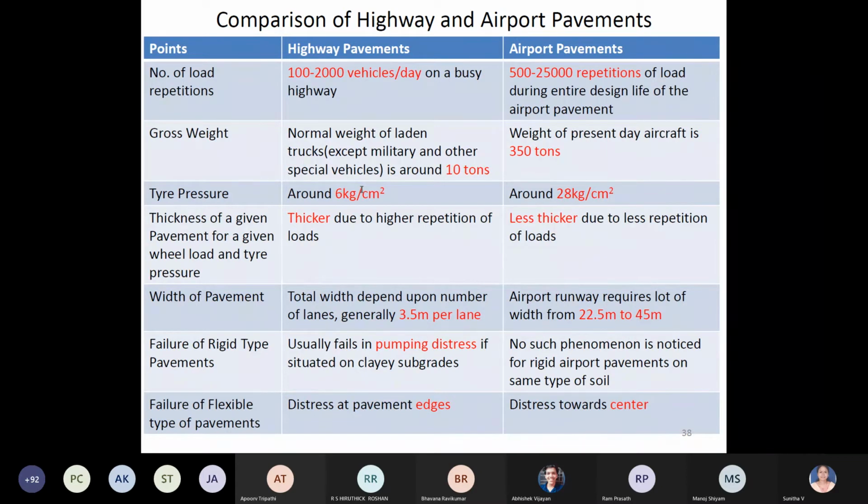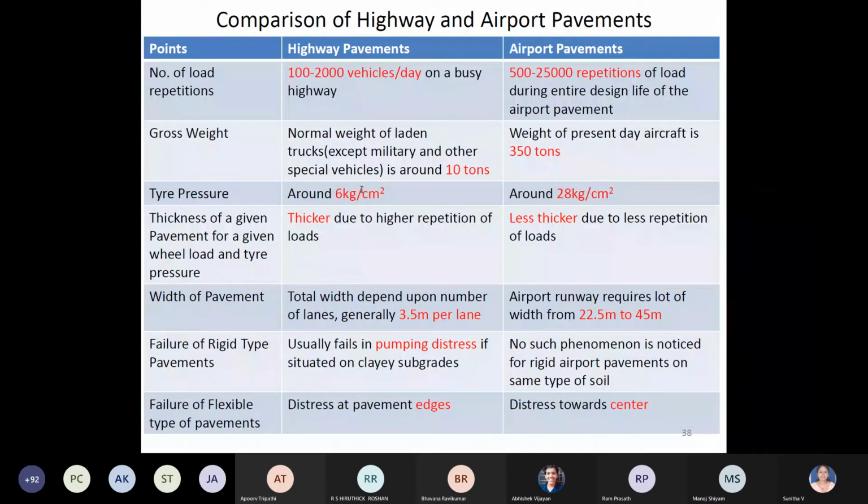Suppose somebody asks you to design both a highway and an airport pavement, and you keep the wheel load and tire pressure the same. Then you can expect a thicker pavement section for the highway because the number of vehicles is high, meaning a higher repetition of loads. The airport pavement will have lesser thickness due to less repetition of load, but only when the wheel load and tire pressure are the same.